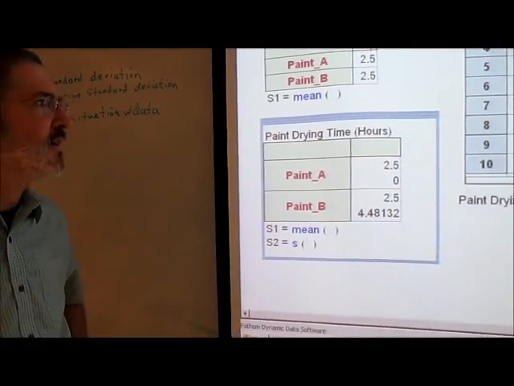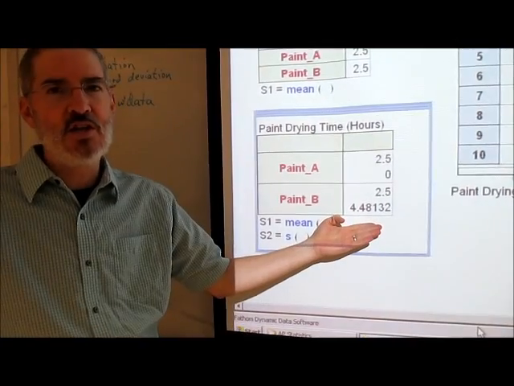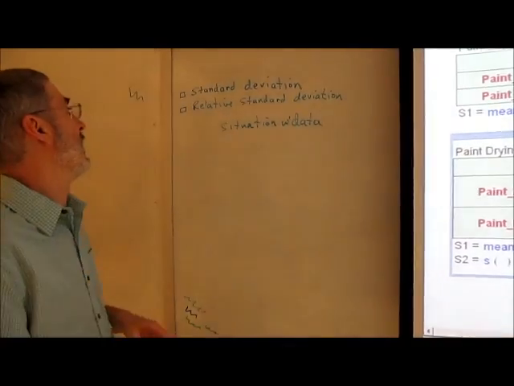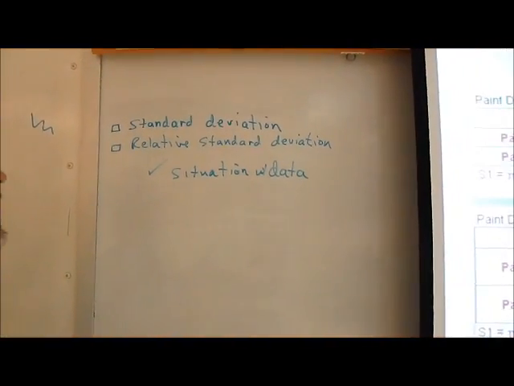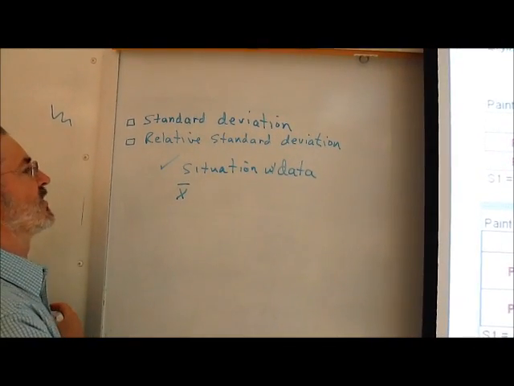So why does standard deviation matter? Because it gives me a measure of the variation in my data. Let's see how we calculate it. Got my situation. We're talking about the dry time for paint. What other ingredients do I need for calculating standard deviation?